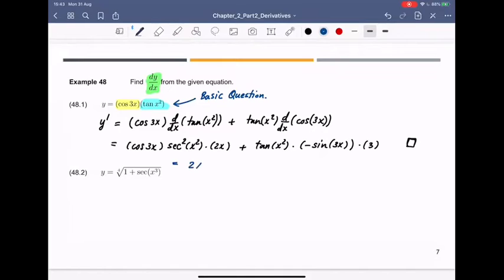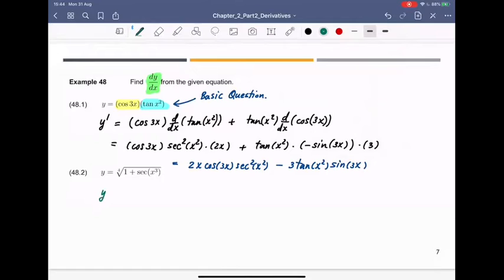So I can get 2x cosine 3x times secant squared of x squared, and then minus 3 times tan x squared sine 3x. I told you again, it doesn't matter if you simplify or not. The line before, it is acceptable to stop at that line. But if you want to simplify, you can. All right, so next, we are going to look at 48.2.